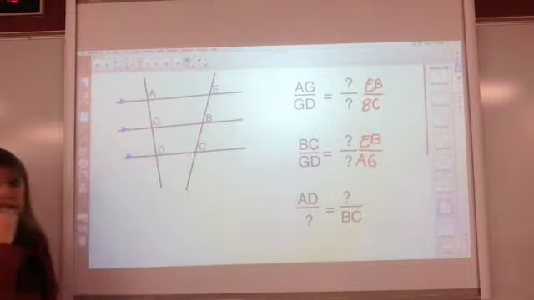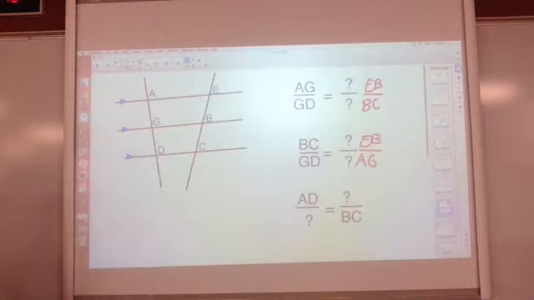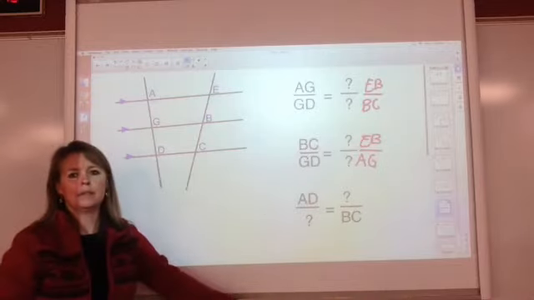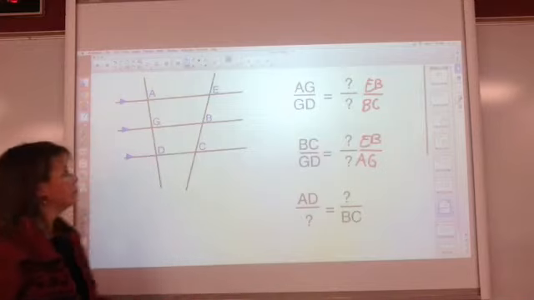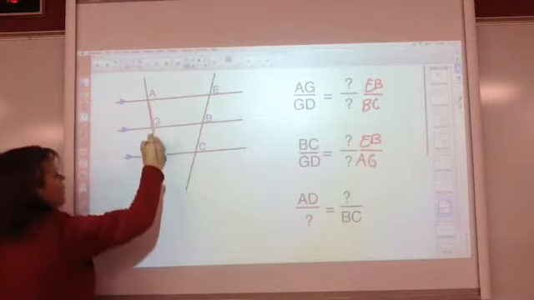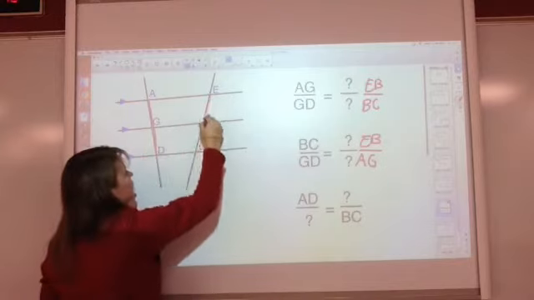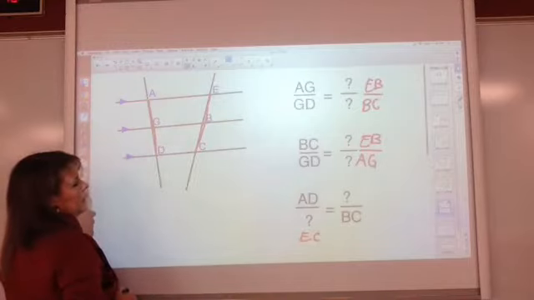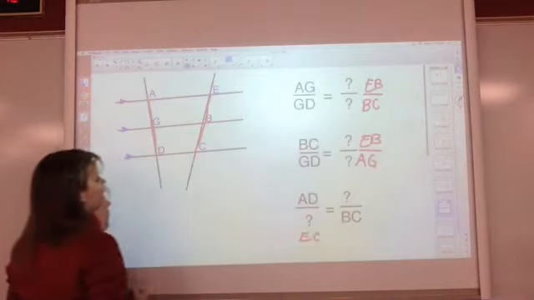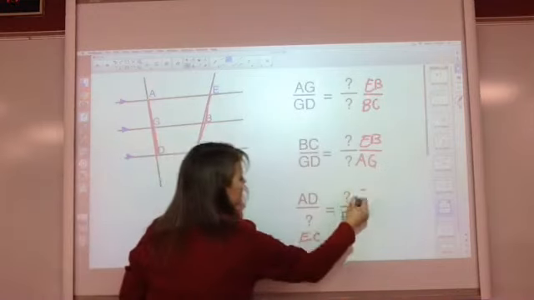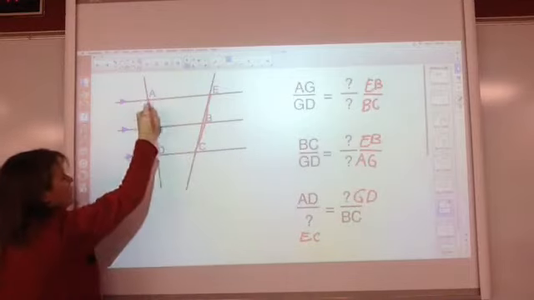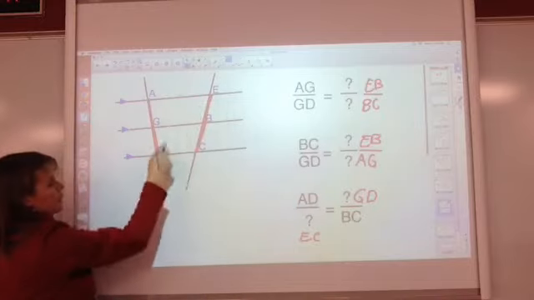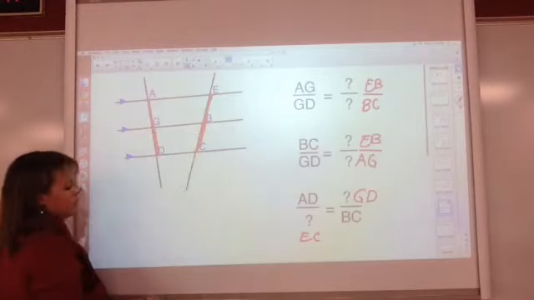Pause it and do that one. AD over something over BC. They started on the left and went to the right. Pause here. Come back. All right, you're back. AD has to be compared to EC. You have to get the entire length. If they compared BC over here on the right, you have to compare GD. So maybe you went long AD to long EC. Long side equals short side.